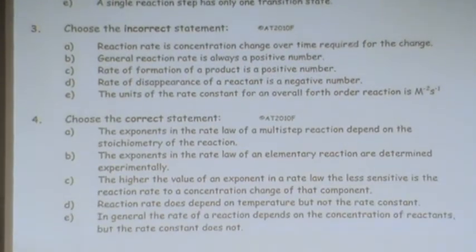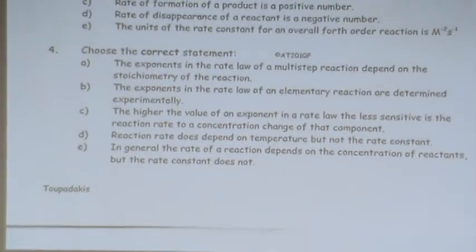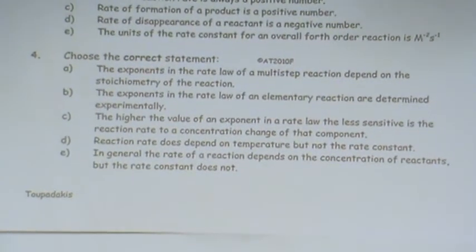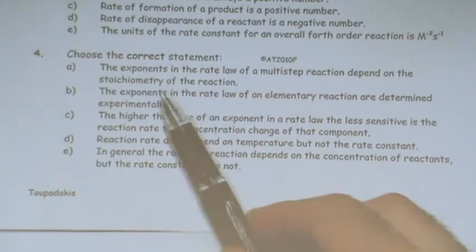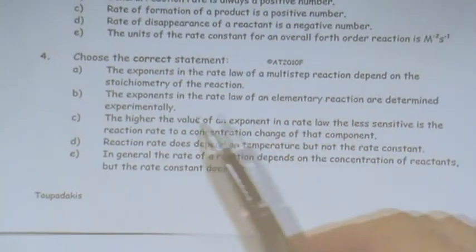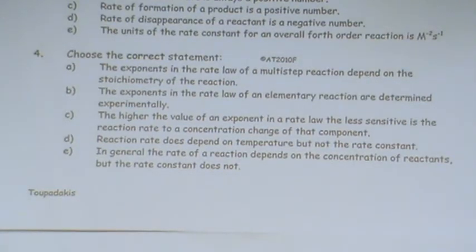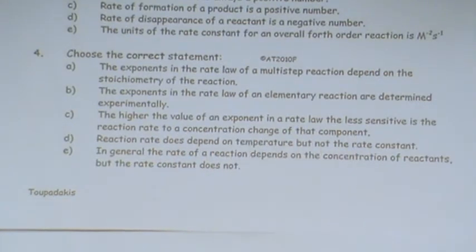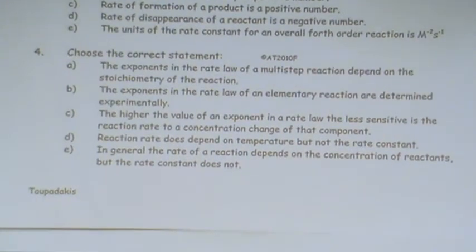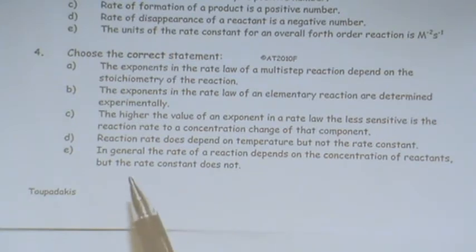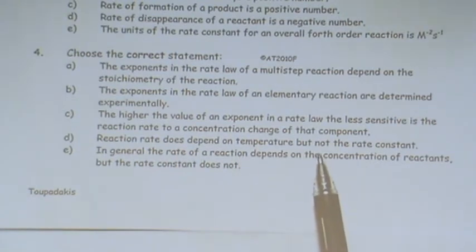Okay, let's see the other one. Choose the correct statement. The exponents in the rate law of multiple steps depend on the geometry of the reaction. Incorrect. The exponents of the rate law of an elementary reaction are determined experimentally. That's the opposite of what we know. The higher the value of an exponent, that's again the opposite: the higher the exponent is, the more sensitive is the rate of the reaction to the concentration change. Reaction rate does not depend on temperature, but the rate constant does. Doesn't make any sense.